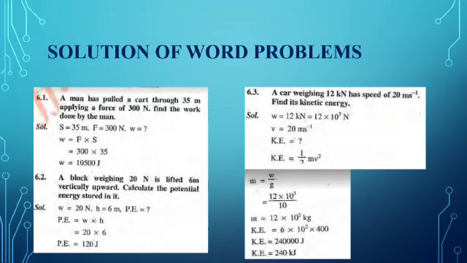Now applying the formula of kinetic energy, it will be 6 into 10 square into 400, and that will be 240,000 joule, or you can say 240 kilojoule. So this is the kinetic energy.